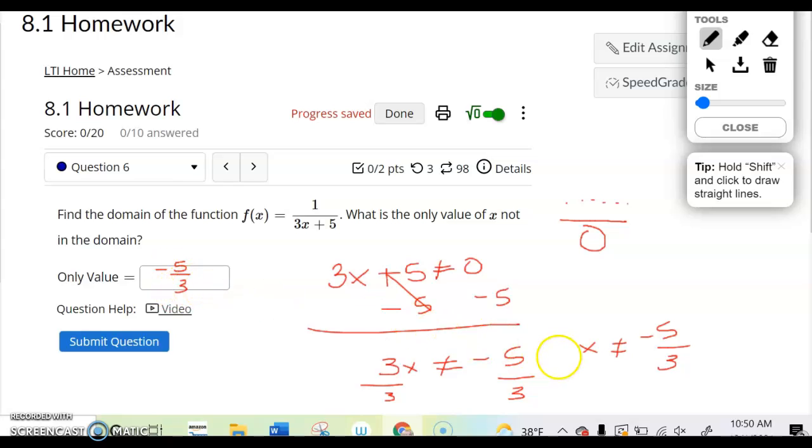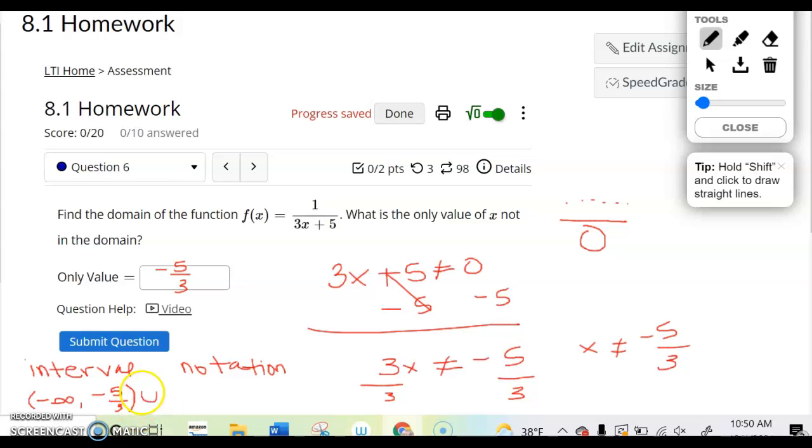Now let's say we needed to write this in interval notation though. Okay, let's just say it was asking us for interval notation. So basically, we're going to have everything but negative 5/3. So that means we start clear at negative infinity, because remember we're writing least to greatest. We'll have a parenthesis, and it'll come up to negative 5/3. Now, can it include negative 5/3? Well, no, it can't, and so it's going to be a parenthesis there.